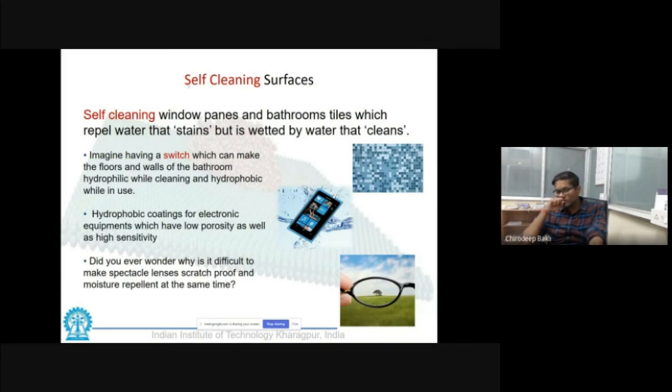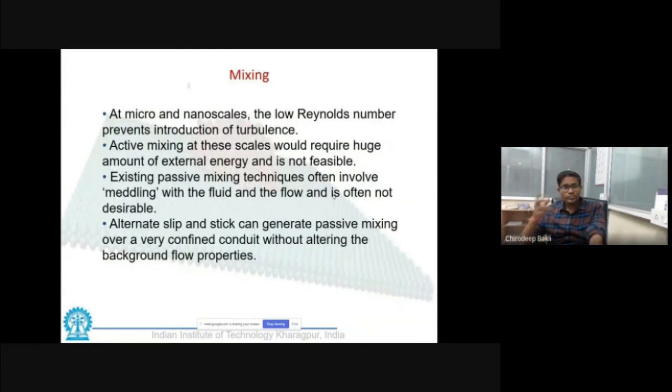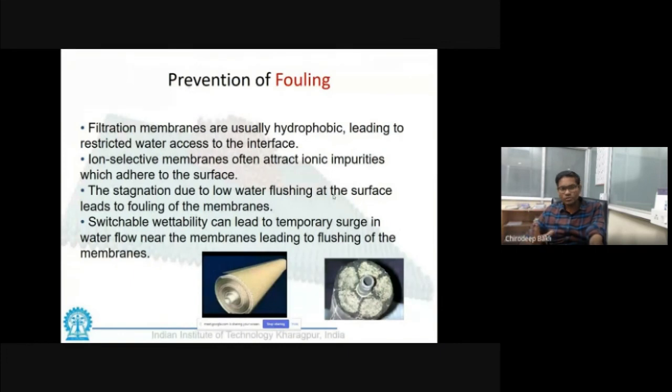Lenskart is a very popular website which sells eyeglasses, and they would usually put a hydrophobic film on for some 100 or 200 rupees. So you put that film and observe how fast your eyeglasses degrade. It is the mere fact that the surface is non-sticky to water that is making it more prone to scratches and dirt. So there are several applications.